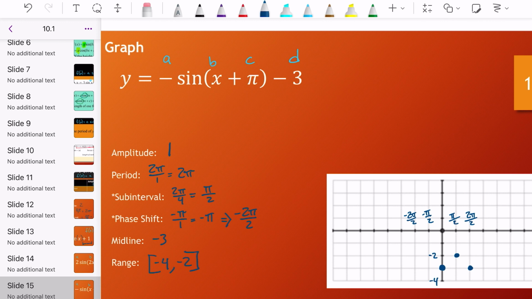Now, on the left-hand side of things, that shift of -pi over 2 means that we would go ahead and start off at -2 over 2 for the pi. It would decrease to -4 and increase back up again. So in this case, we're going to connect the dots.